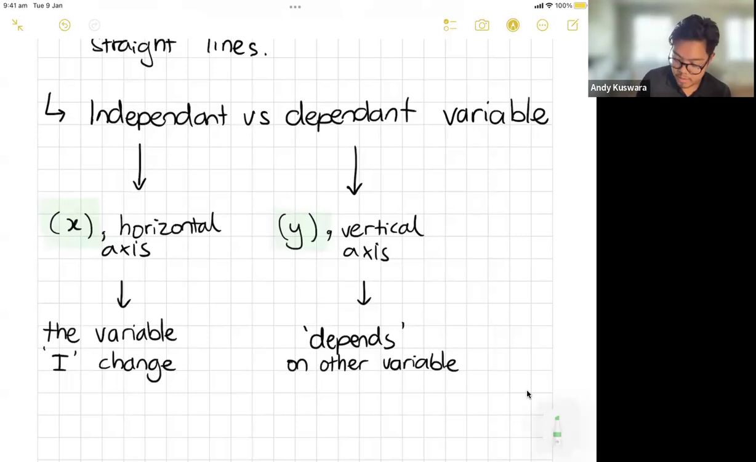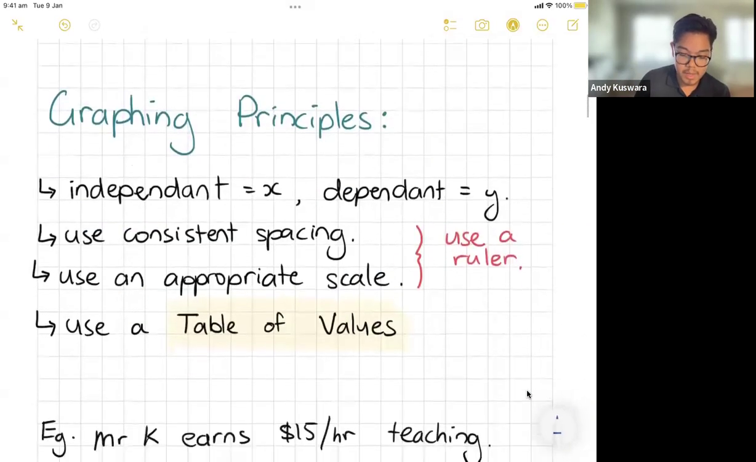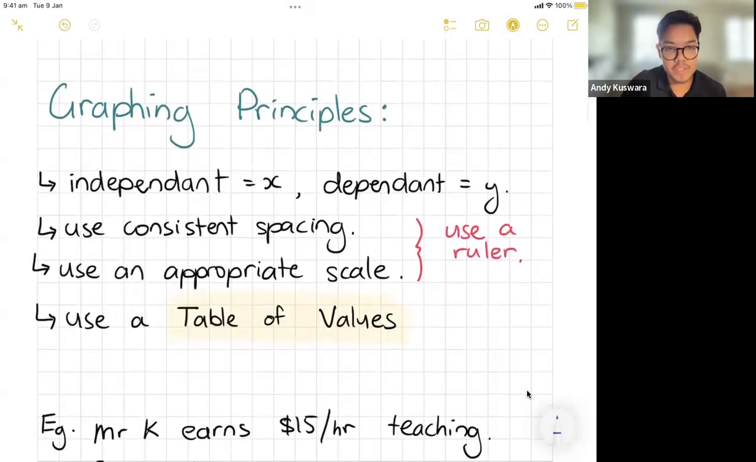Now, this doesn't mean very much until we start to look at some examples. So we're going to get to graphing fairly soon. Just remember that your independent is your X, so your horizontal, and your dependent is your Y, which is your vertical. A couple things here, especially with the word graphing. You need to use consistent spacing, you need to use an appropriate scale, and generally 9 times out of 10, you'll need to use a table of values.